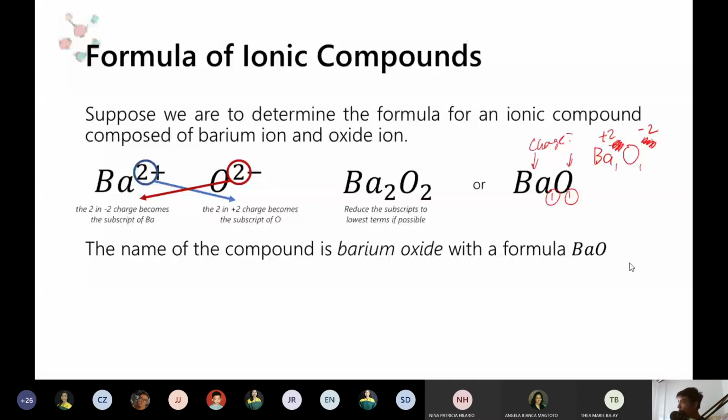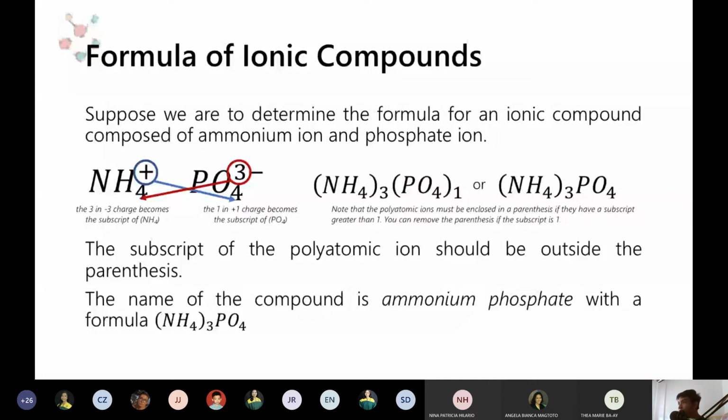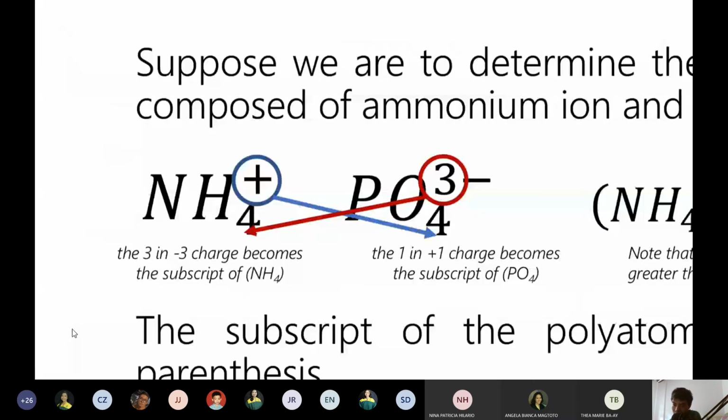Okay. So, sir, paano kapag polyatomics? Okay. So, ganito ginagawa ko. If you have polyatomic ions, I enclose them with parentheses. So, paano uli, sir, malalaman kapag polyatomic ions? More than one atom. So, let's have this, NH4. This is a polyatomic cation. Bakit?